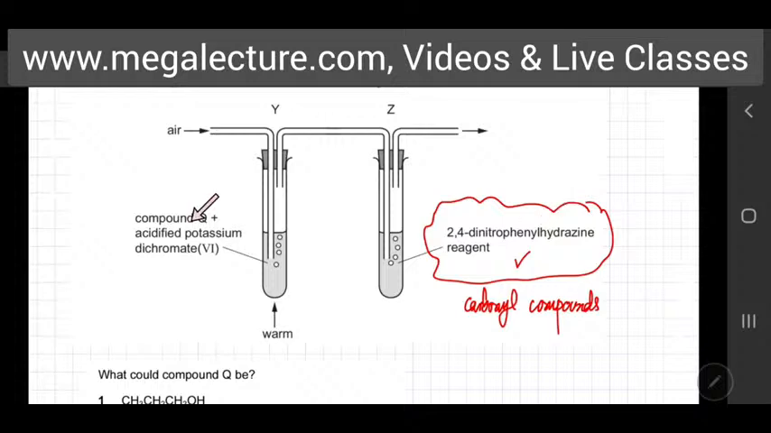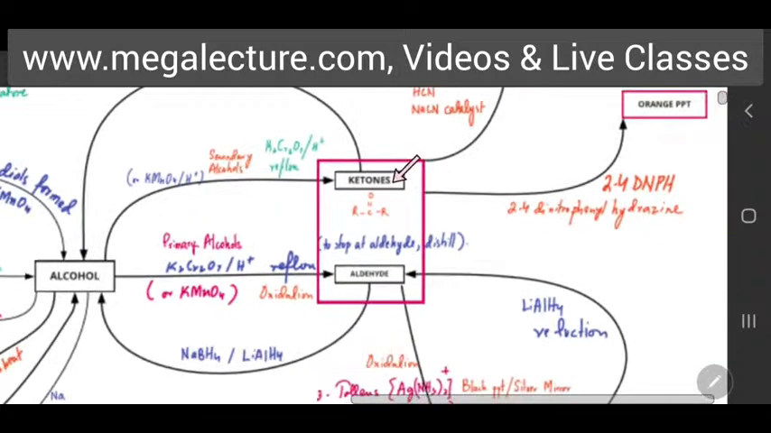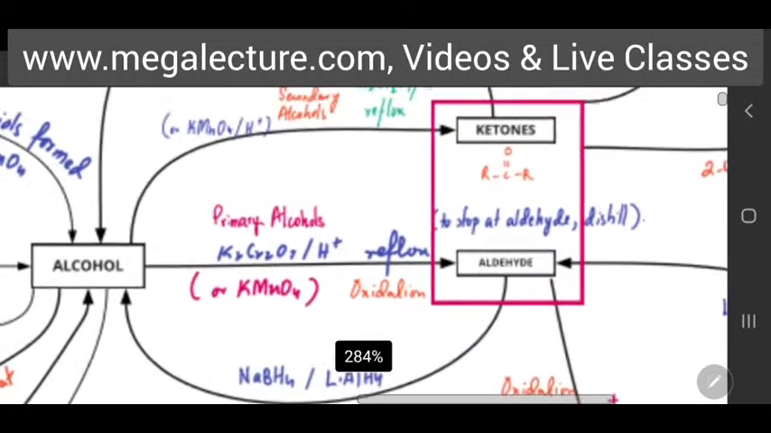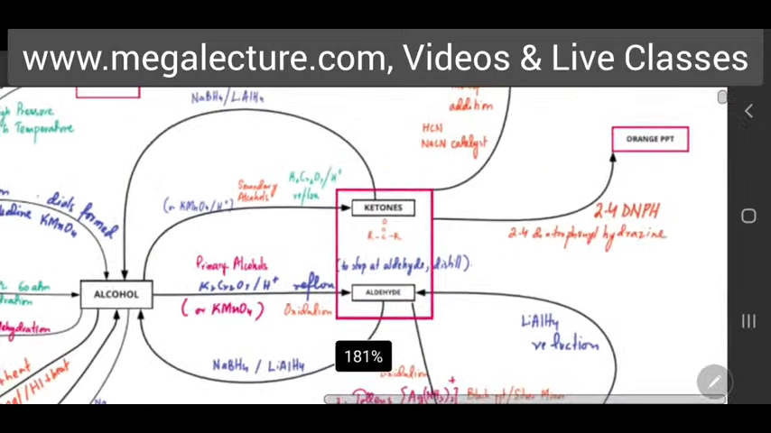And over here, what you're doing is this compound Q is being reacted with potassium dichromate(VI). So if I look at my chart, I know that it's definitely an aldehyde or a ketone, one of the two, and with K2Cr2O7 or KMnO4, both of them, when you reflux, the alcohol turns into either a ketone or an aldehyde. It can be a primary alcohol, which will turn into an aldehyde, or a secondary alcohol that would turn into a ketone. Either one of them, orange precipitate with 2,4-DNPH, dinitrophenylhydrazine, that's going to give you an orange precipitate.